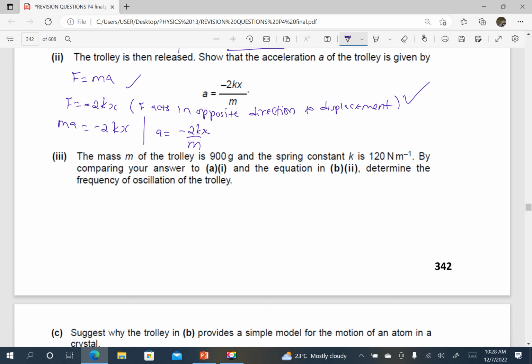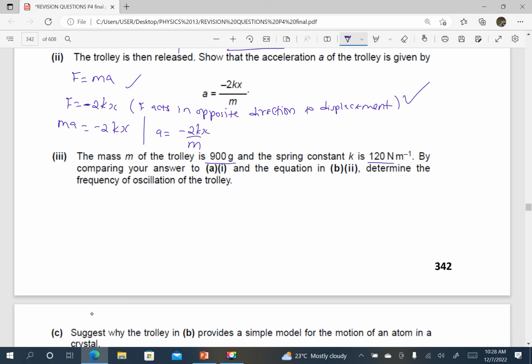The mass m of the trolley. Do not forget, by the way, to define why you have brought in the negative, which was not there in the first part. The mass m of the trolley is 900 grams, and the spring constant K is 120 newtons per meter. By comparing your answer to A Roman 1 and the equation in B Roman 2, determine the frequency of oscillation of the trolley.